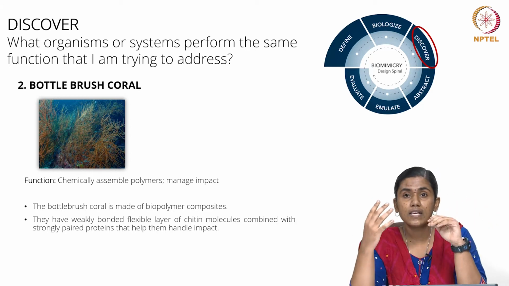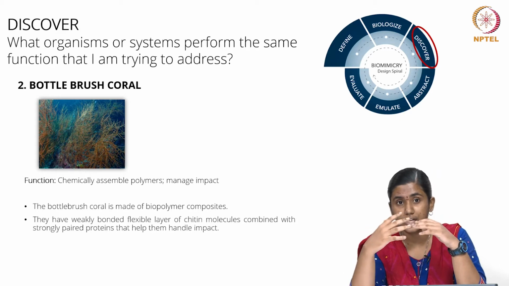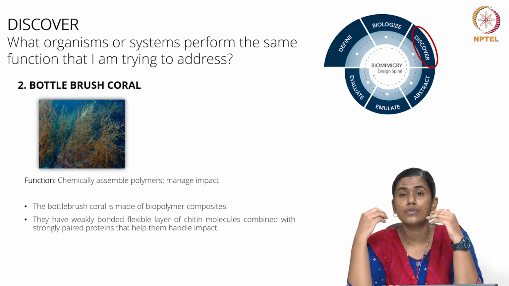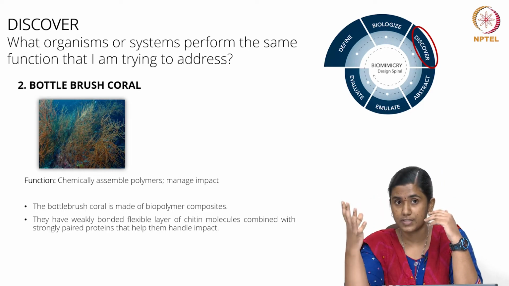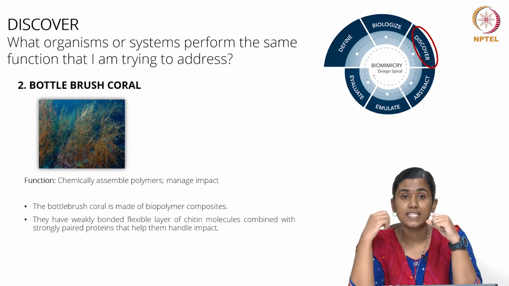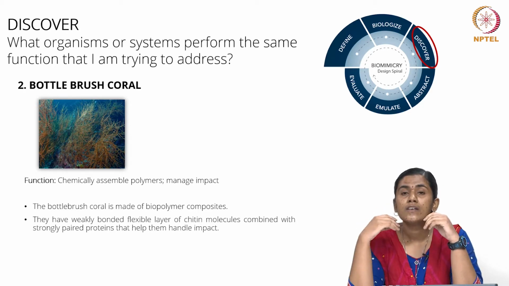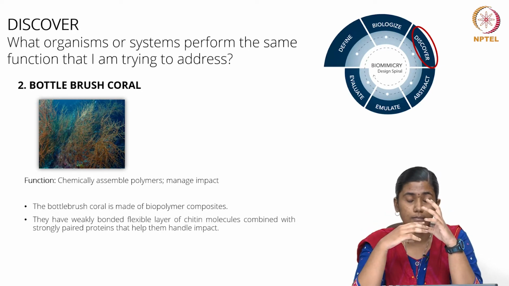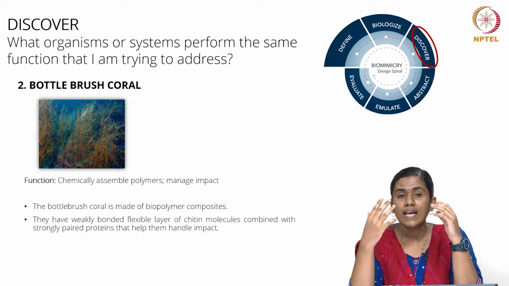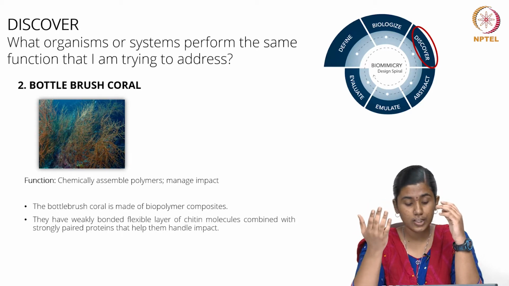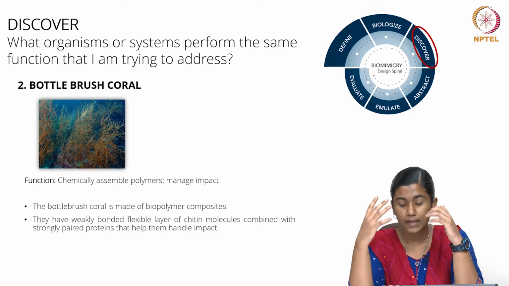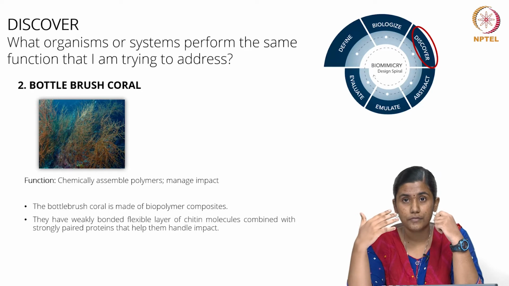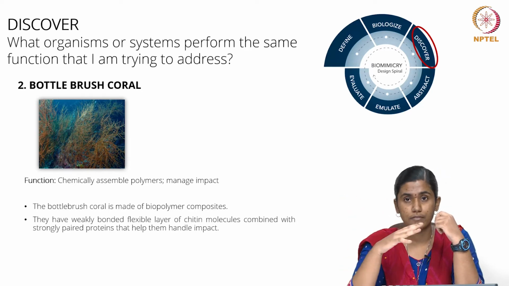You might be thinking, what is the necessity to have such a configuration? The answer is, this coral resides in the sea, where it is subjected to external water currents and forces, and it needs to withstand them without breaking. That's the reason this coral has evolved such a beautiful polymer arrangement. The function performed by it is chemically assembling polymers and managing impact. So it's able to manage the impact that arises from the forces coming when the water current flows through.